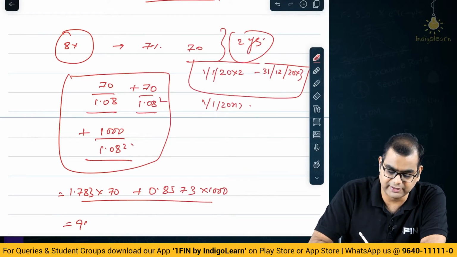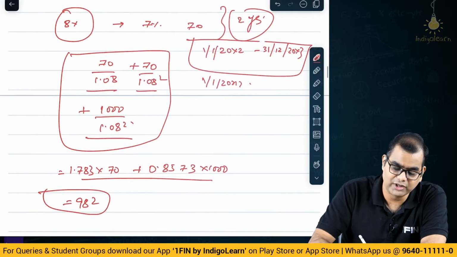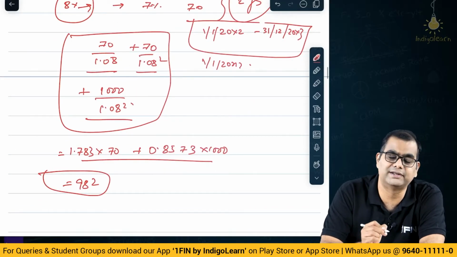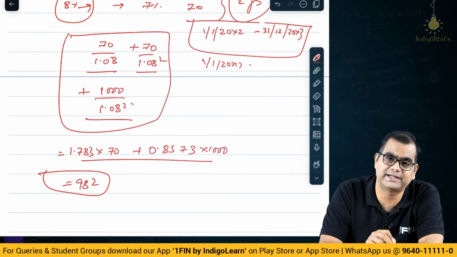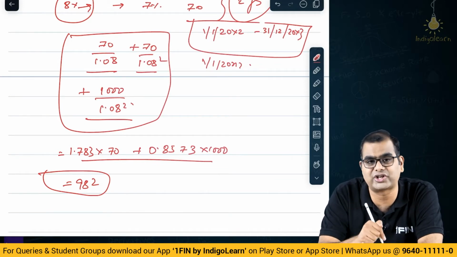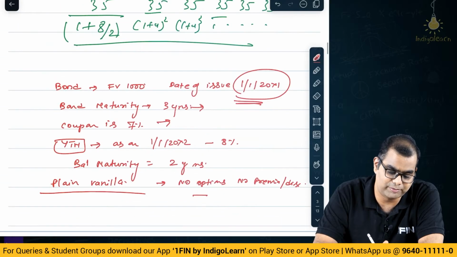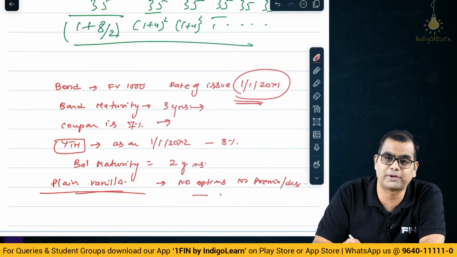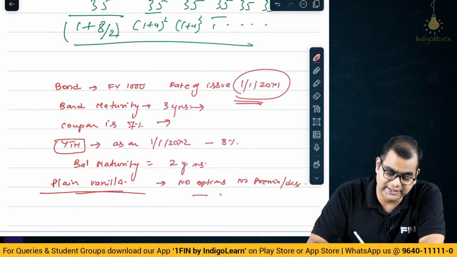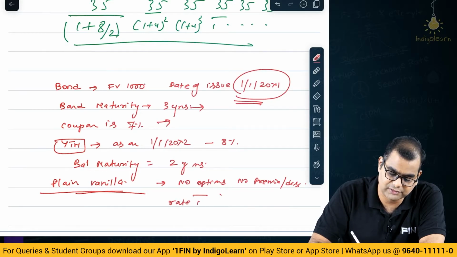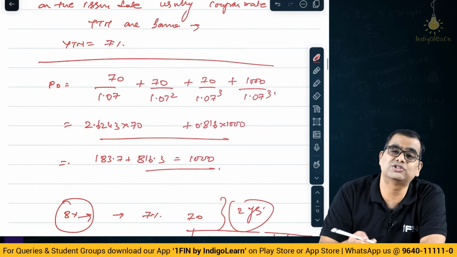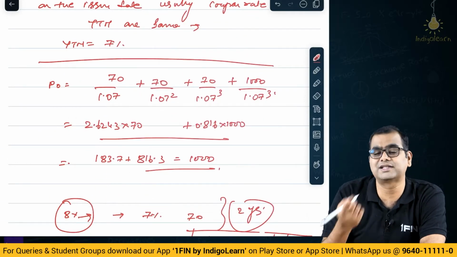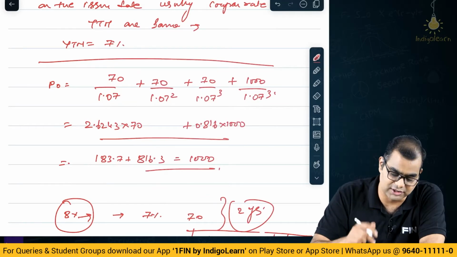This will be 982. So, you see, when the market yield or the yield to maturity or the expectation of the market increases and you are paying a fixed rate, that is why I told you plain vanilla, there is no option, no premium, no discount, and the rate is fixed. Fixed at what? At 7%. Then your future cash flows are discounted at a higher rate.